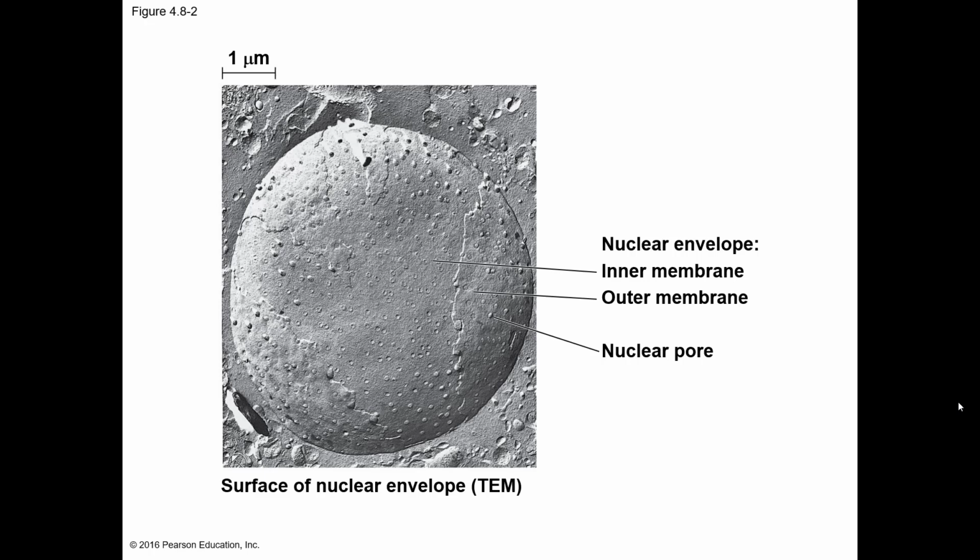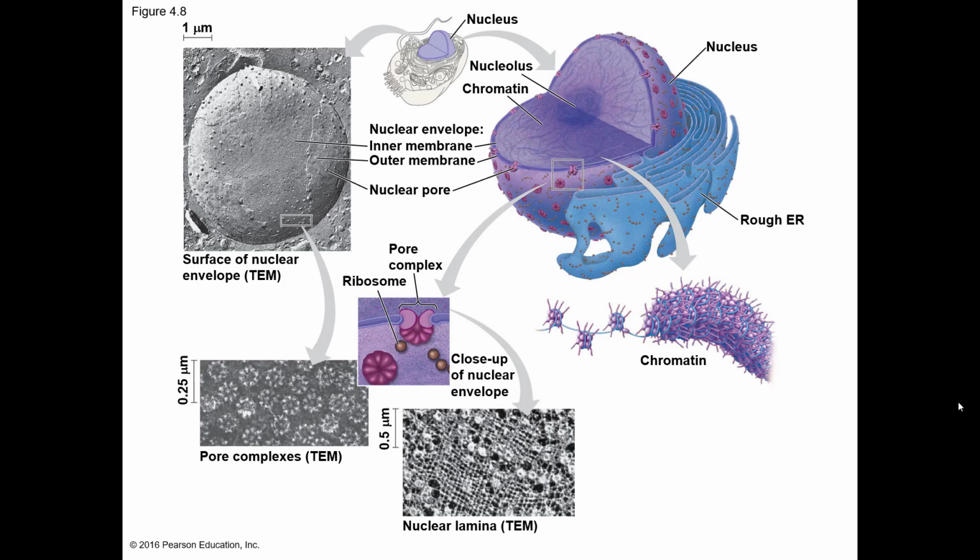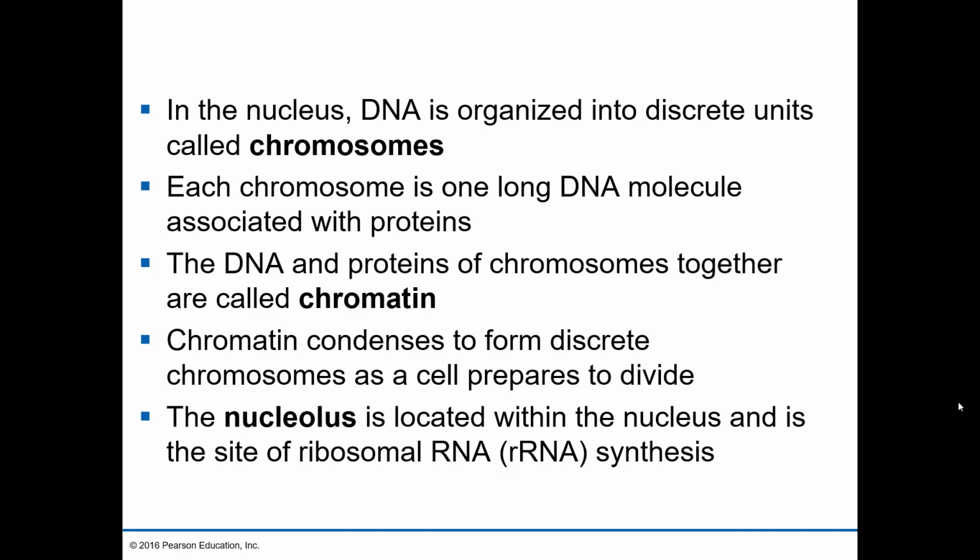And there you see it using a transmission microscope. Kind of looks like the moon, has craters of the moon. So in the nucleus, DNA is organized into discrete units called chromosomes. So your chromosomes are the units of DNA. Each chromosome is one long DNA molecule with its associated proteins. DNA and proteins of chromosomes together are called chromatin. So chromatin is DNA plus proteins. Chromosomes is just the DNA. Chromatin condenses to form discrete chromosomes as a cell gets ready to divide.